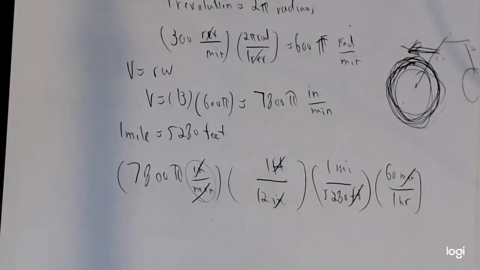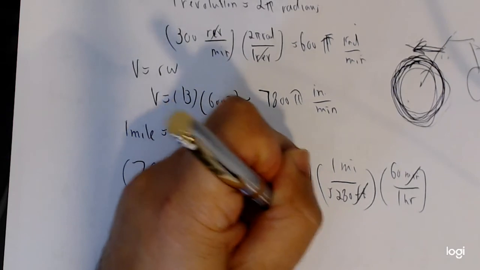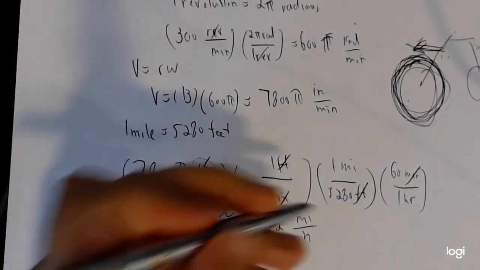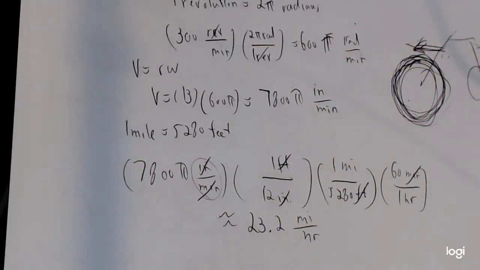So now I could use my calculator to multiply this out. I'm going to say 7,800 times pi times 60. So I'm multiplying all the top parts out, and then I'm going to divide by 12, and then I'm also going to divide by 5,280, which gives me about 23.2 miles per hour.